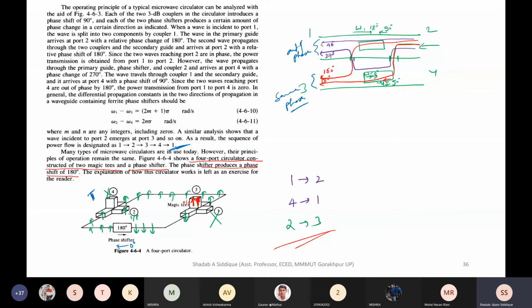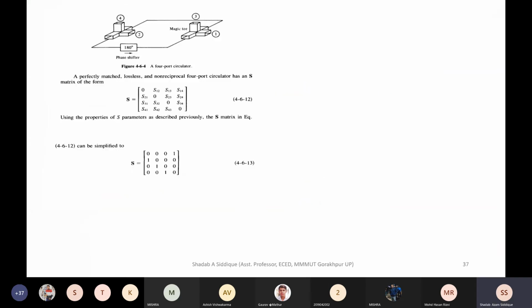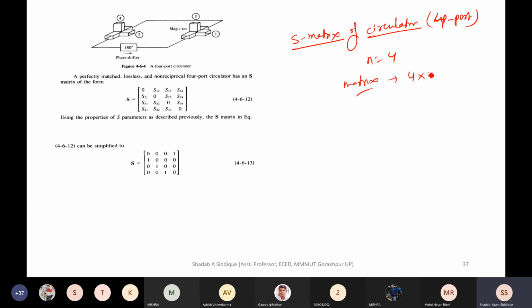I hope you understand. Take the wave, try to understand this, and you will get to know. Clear? Now I'll go to the S matrix of this one. I'll take the S matrix of the 4-port circulator. I'm talking about the 4-port circulator, so now n is equal to 4.